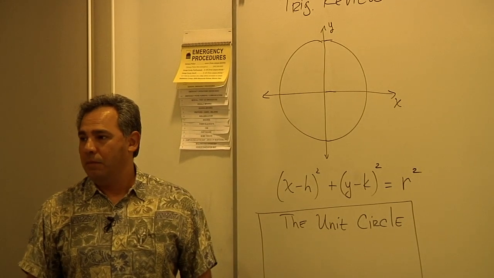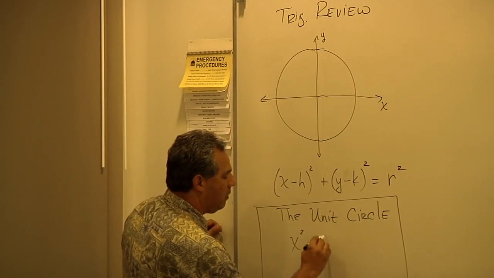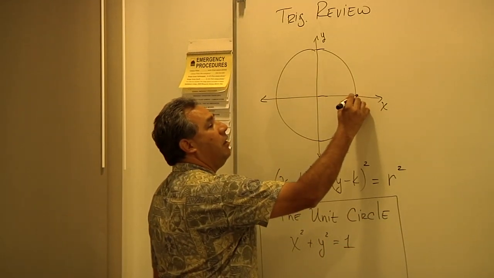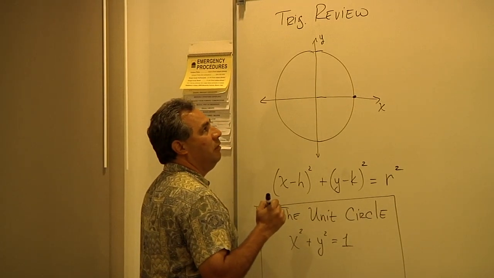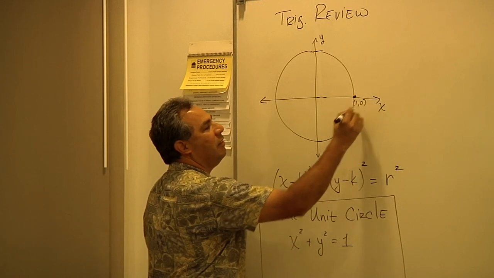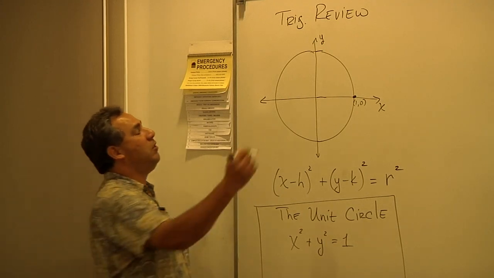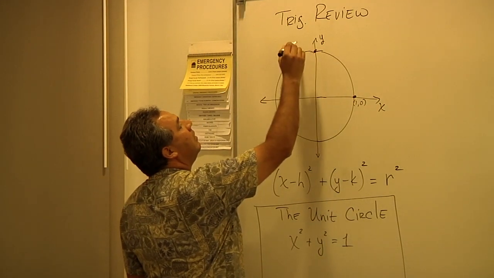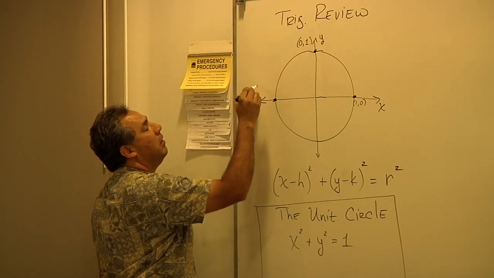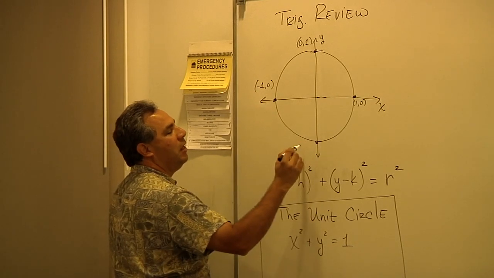And the equation for the unit circle, some of you already said it: x squared plus y squared equals 1. What's the coordinates right here? What's that ordered pair? 1, 0, right? That makes sense? What's this coordinate right up here? 0, 1. And this coordinate here, -1, 0. And this coordinate down here is 0, -1.